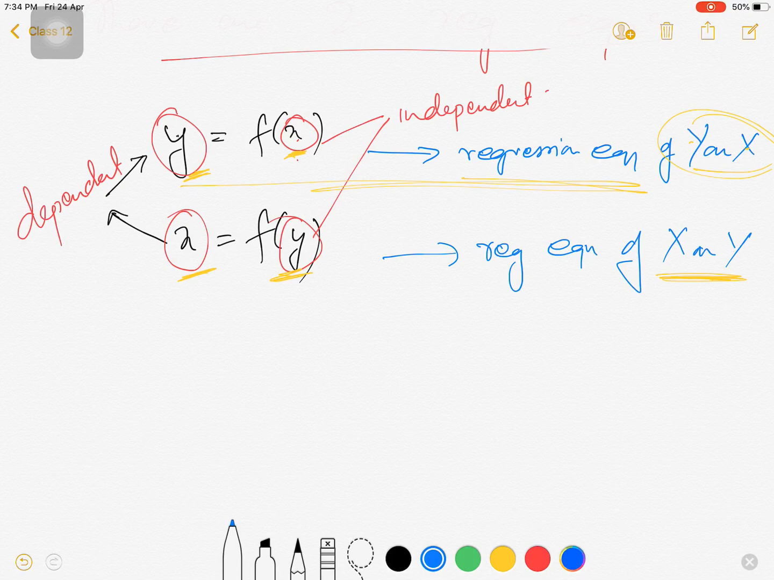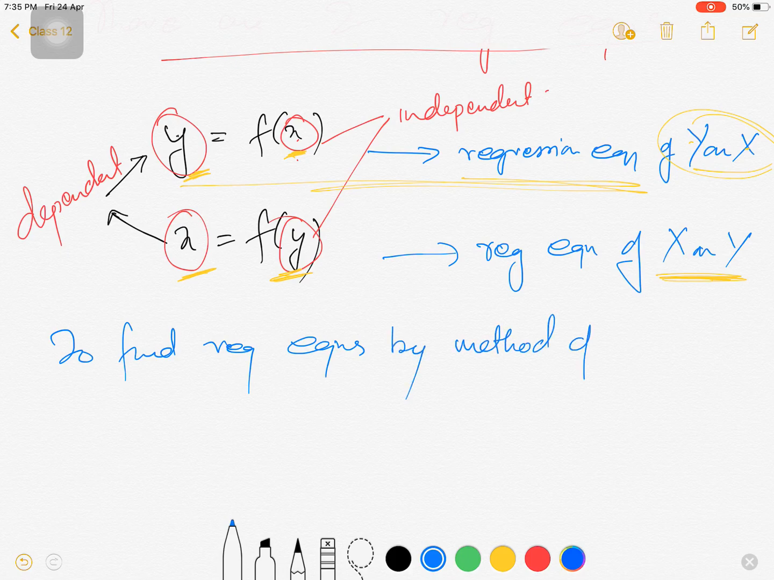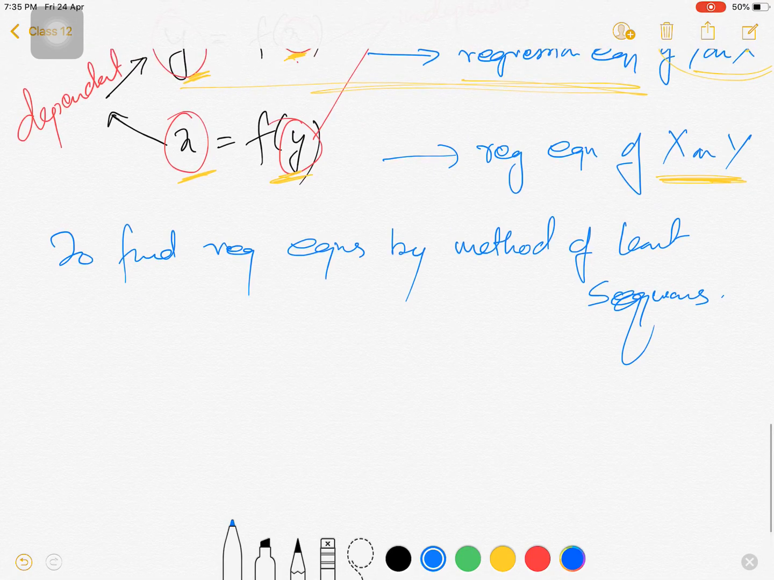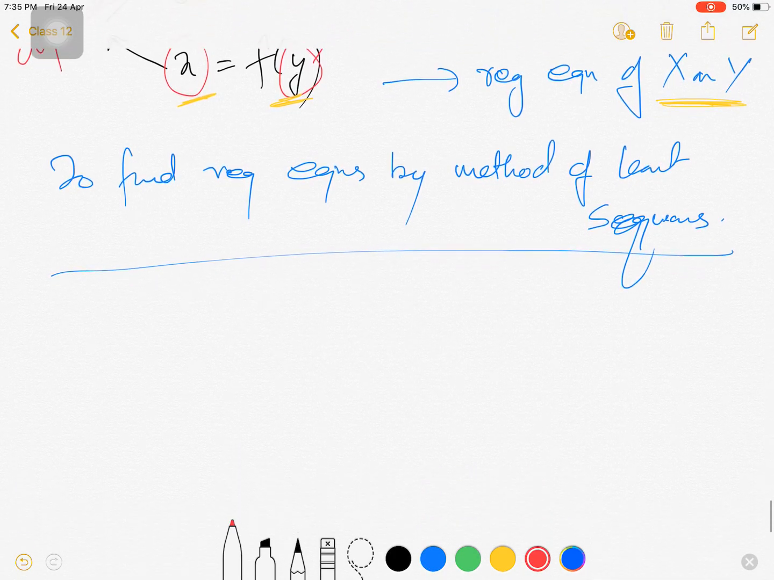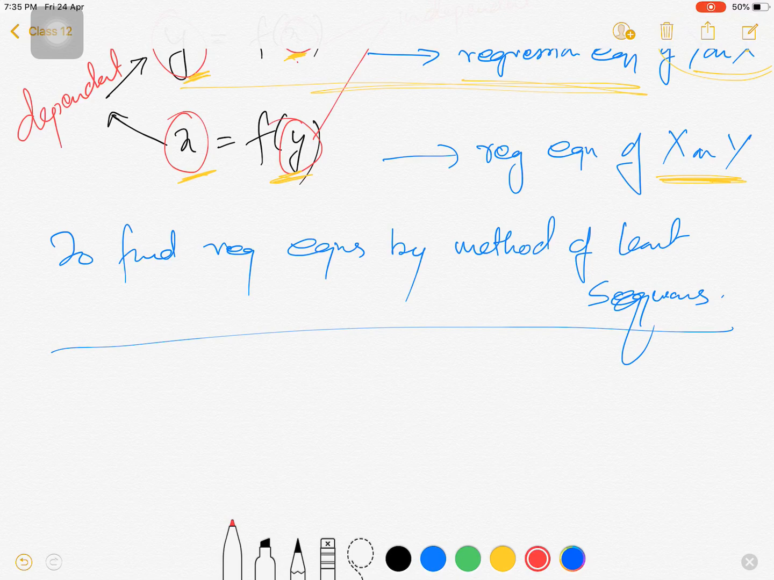Now, to find the regression equation by the method of least squares, if you see in your theory. How to find regression equations? What are the formulas for regression equations? We'll try to find that out. So we'll write it down here: to find regression equations by the method of least squares. The name of the method doesn't matter much, but just remember this is the name of the method. So how do you work it out? Let's see.